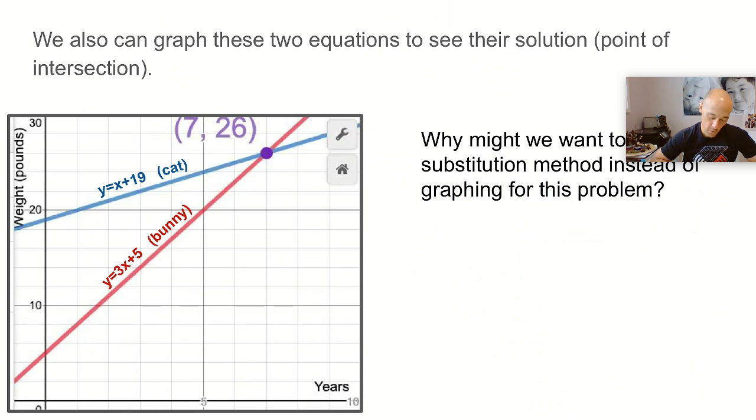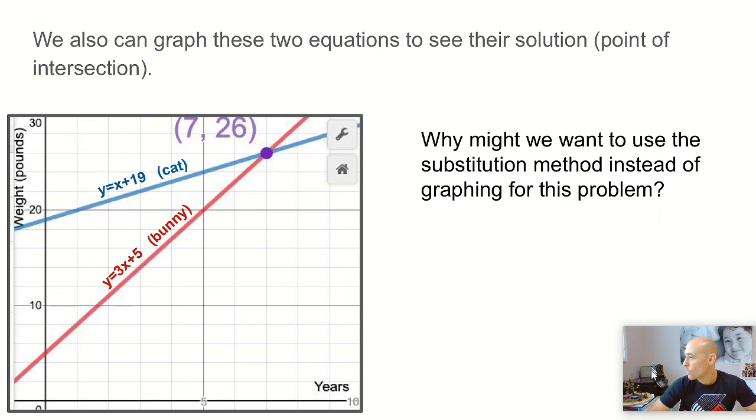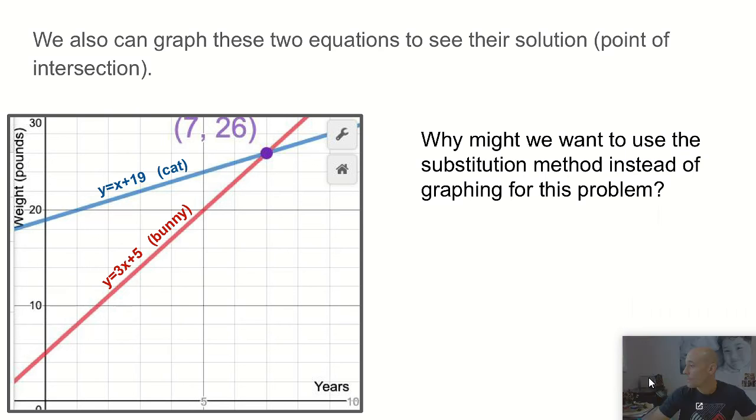All right. So here are the two equations that we just found. And we can see that when we graph those two equations, we find the xy coordinate pair that we just found using the equations to solve. We used the substitution method. So why might we want to use the substitution method instead of graphing for this problem? Anybody have any ideas?